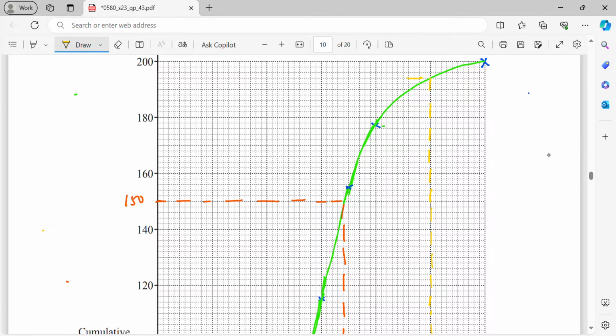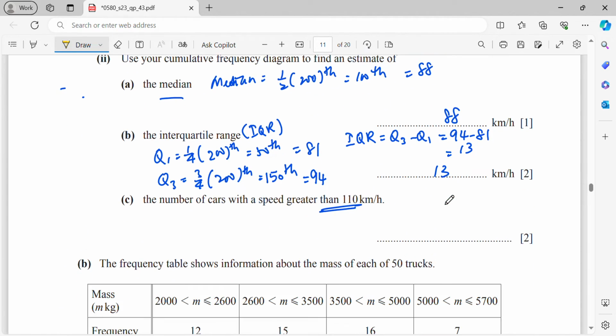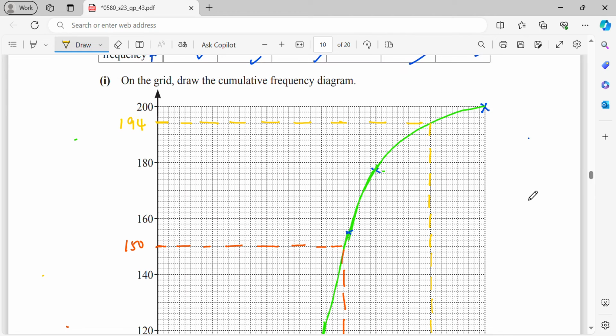Okay, then you read how many cars. Based on here, I know that it is 196, but 196 is less than 110, right? 110 kilometers. Is it 11? Okay, 114. Sorry, because there are 3 squares on top, so 194. So then the question is asking for greater than 110. So greater than 110 is not 194, because if you take 194, that is less than.